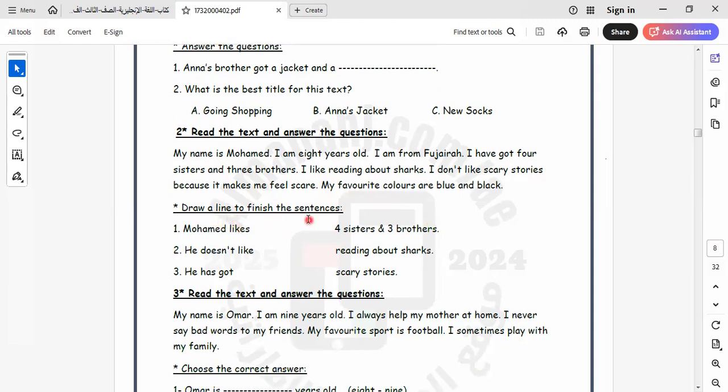Draw a line to finish the sentence. Muhammad likes what here? He likes reading about sharks, so the answer will be this one. He doesn't like what? He doesn't like scary stories. He has got, what? He has got 4 sisters and how many brothers? 4 sisters and 3 brothers.